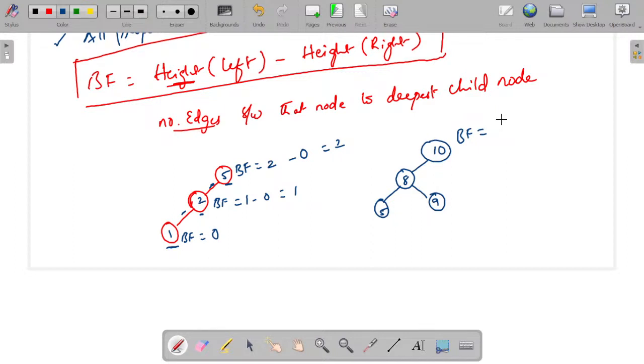So Harshavardhan is telling the balance factor for 10 is 3000. It is not 3000, Harshavardhan. Any other answers?